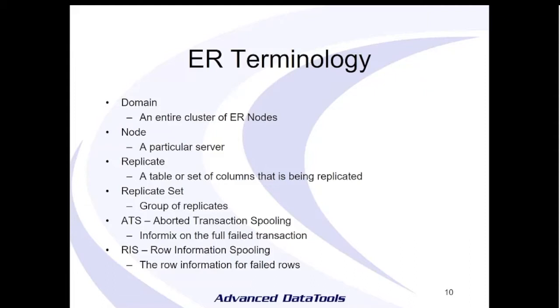There are a number of possibilities, but anytime there is a failure, if it's a transaction, it'll generate an ATS file and then an RIS file, which is the actual row information itself. So you can go in and actually look at what failed. It'll tell you why it failed, and then there are ways to repair it if you need to, or you may just say that this is an acceptable failure, this is expected, and move on. But the files are there.